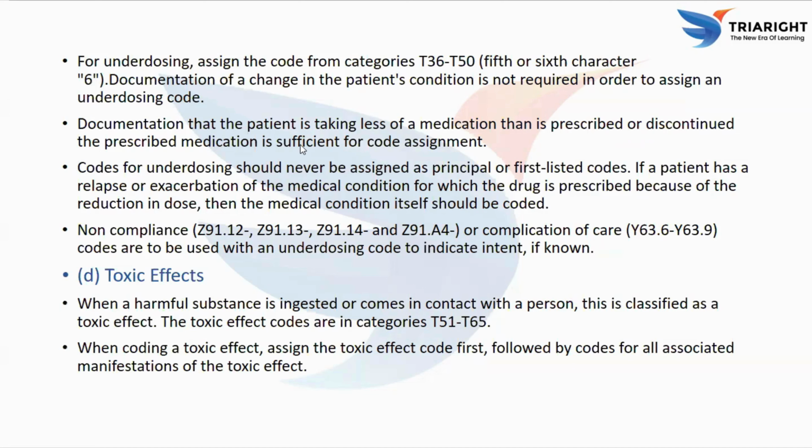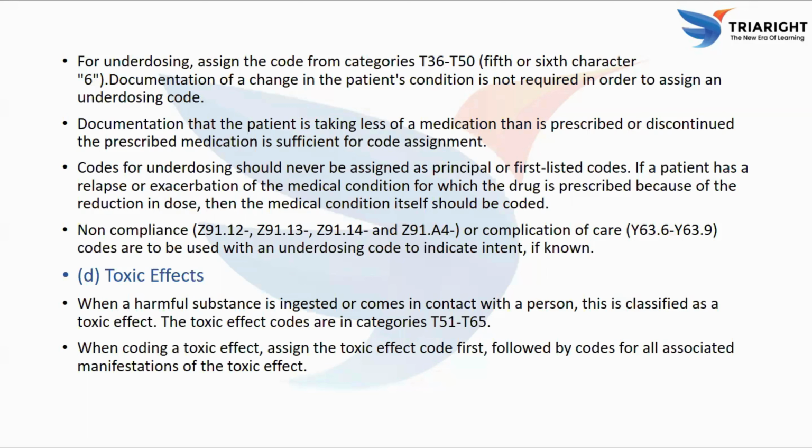So underdosing coding rules. What are the underdosing coding rules? Underdosing codes come from T36 to T50. So you have to use the fifth or sixth character 6 denoting underdosing. A worsening of condition is not required to assign an underdosing code. Documentation of taking less or stopping medication is enough.